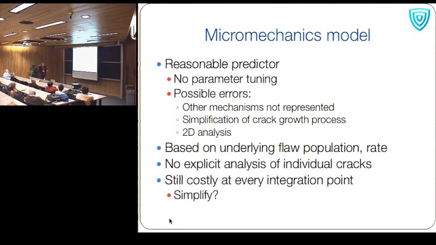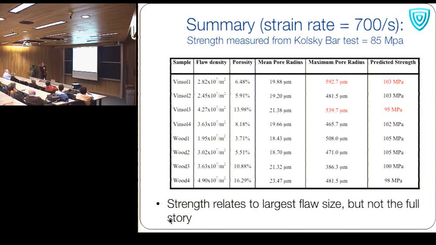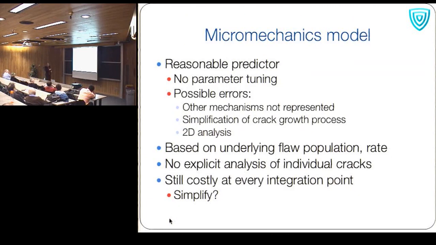I'm sorry, let me go back here. Last thing I forgot to point out, the Kolsky bar test gave us a strength of around 85 MPa. Our model's over-predicting that, but not horribly. It's actually pretty good. We didn't do any parameter tuning here. We didn't tweak alpha and gamma to get it to match or anything like that. We really went in blind and used the model and saw how we did. Also keep in mind, this model only captures one failure mechanism. It's only brittle crack growth. It's not incorporating anything else. So again, no parameter tuning.